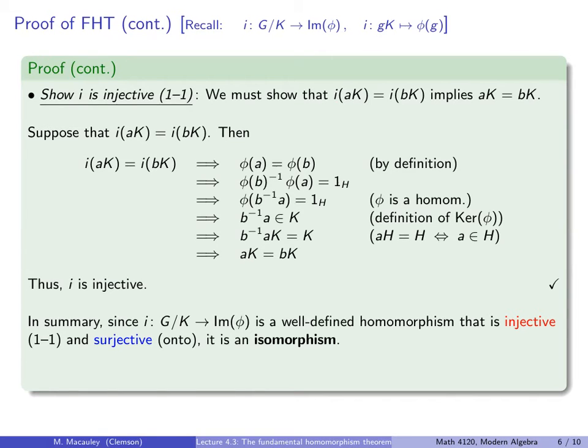And in summary, since I is a mapping from G mod K to the image of phi, that is a well-defined homomorphism that is injective, or one-to-one, and surjective, or onto, then it is an isomorphism. Therefore, G mod K is isomorphic to the image of phi, and the fundamental homomorphism theorem is proven.